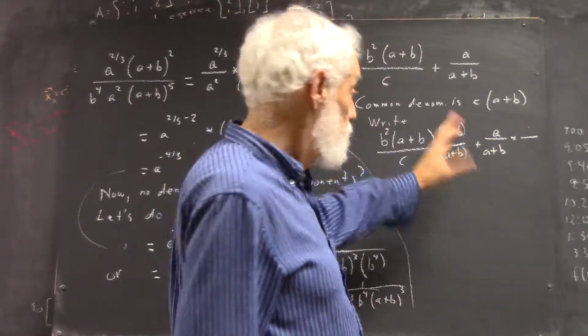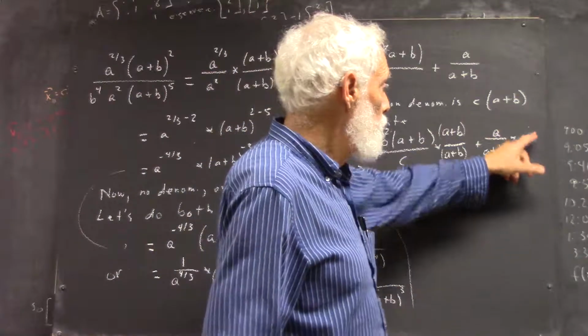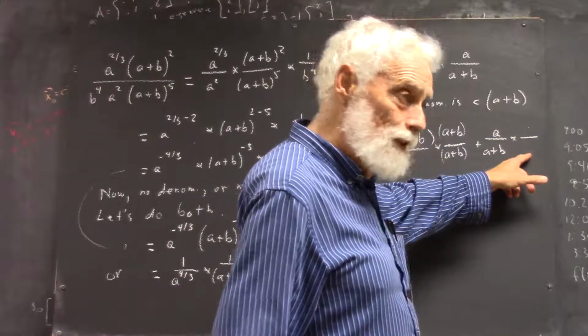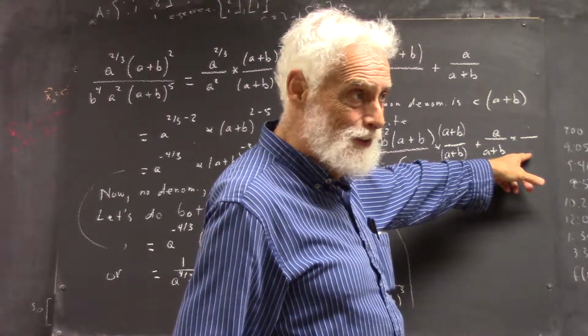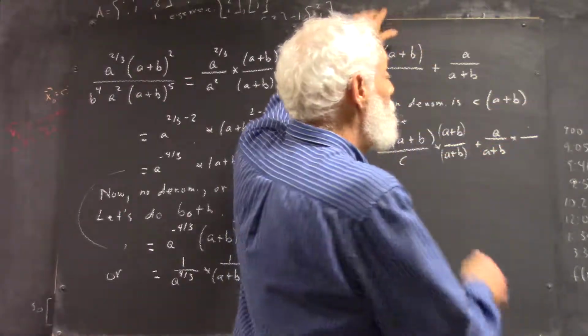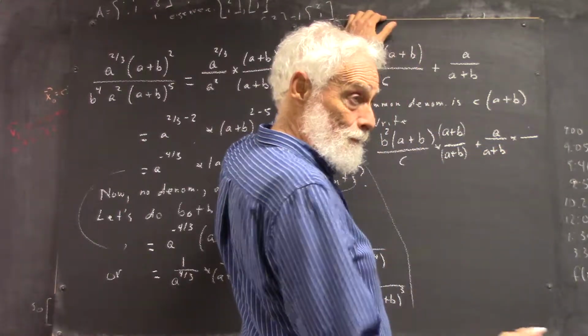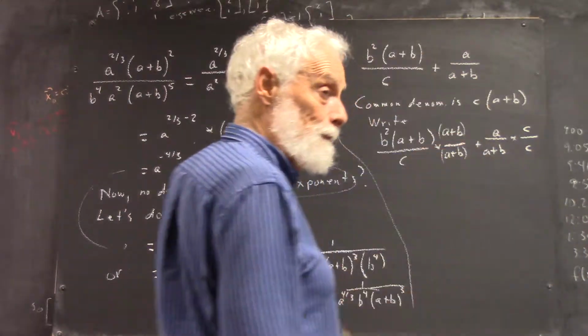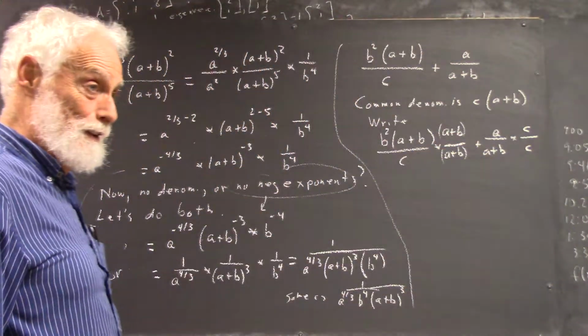Over here, what would we multiply by? C. Well, C divided by C, right? Because you can't just multiply by C, we multiply by 1. C over C is 1. I think that's what you meant, but you want to be very careful about that, okay?